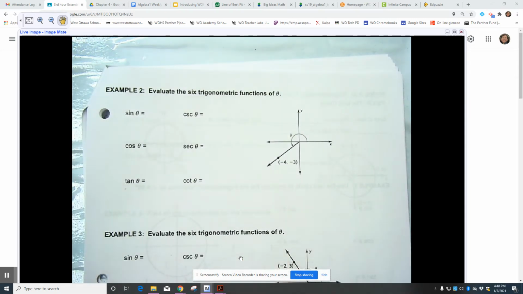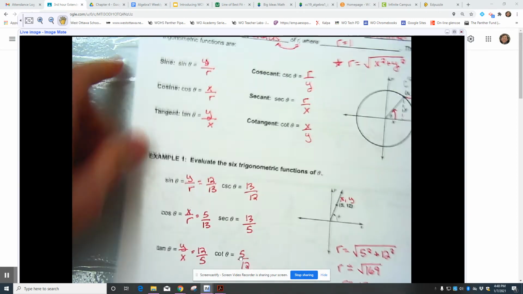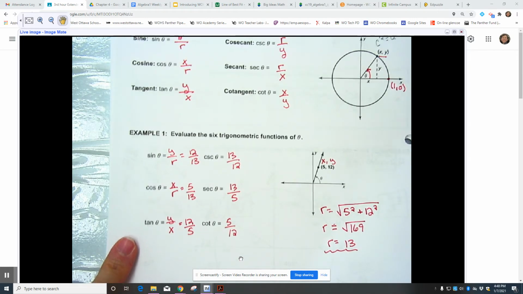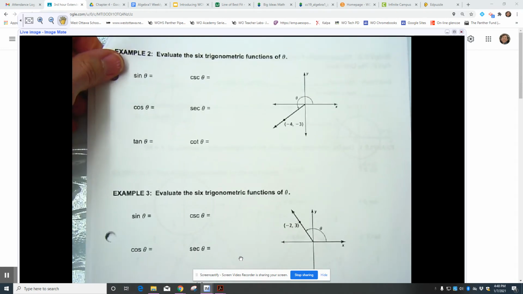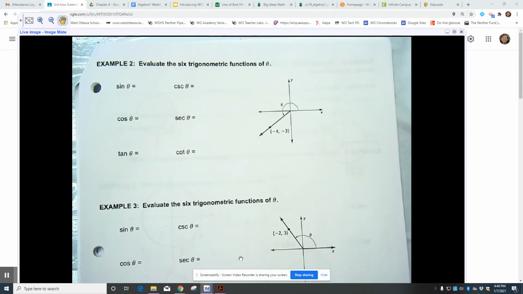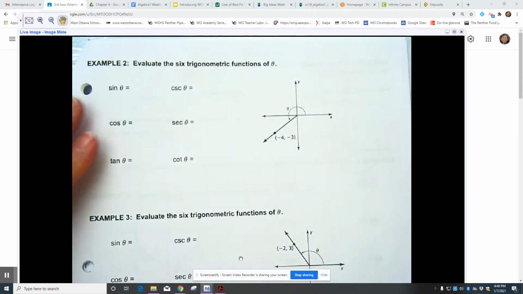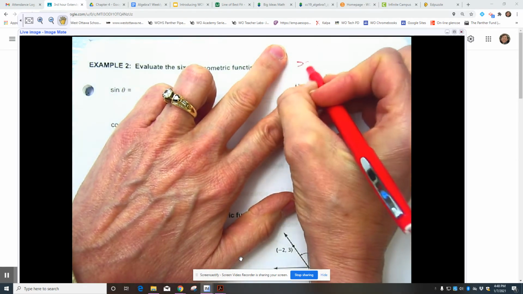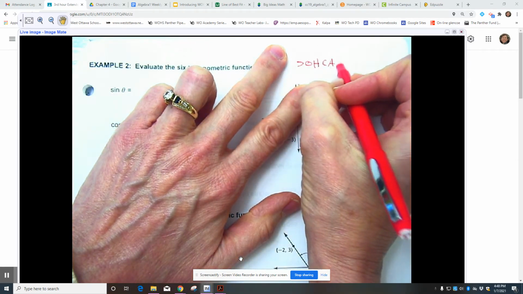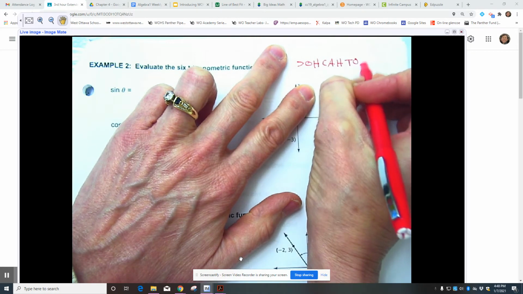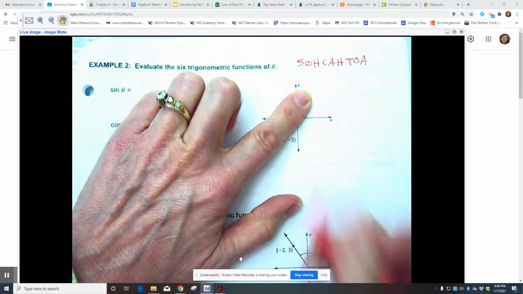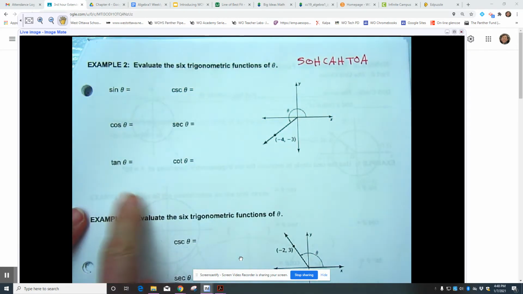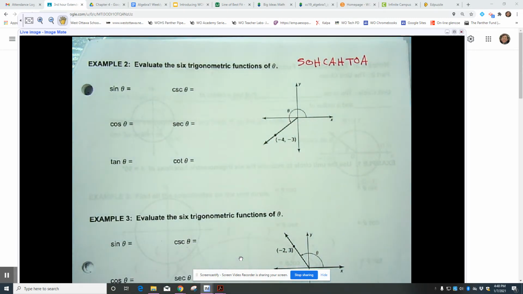I'm going to show you that what we did over here, if you like it, awesome, you can go with it. I'm also going to show you how we can create a triangle, and then you could, if you prefer, use your SOHCAHTOA to find your trig functions, just like we did in 9.1.